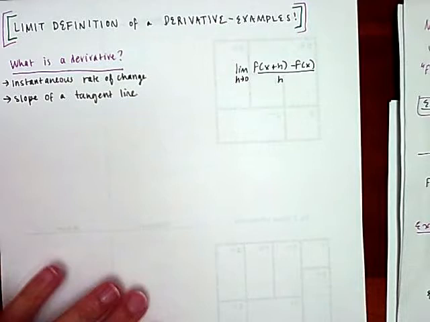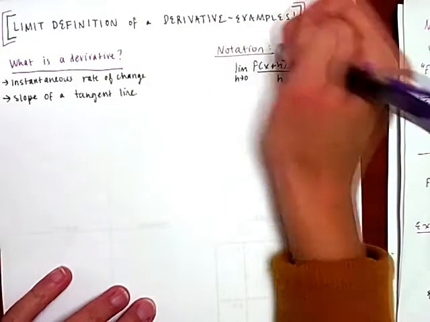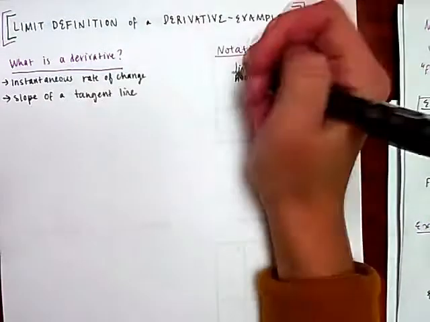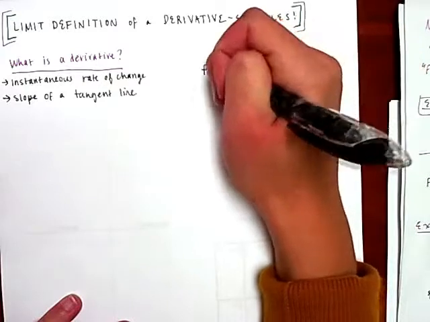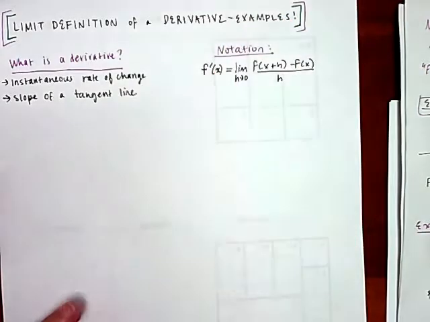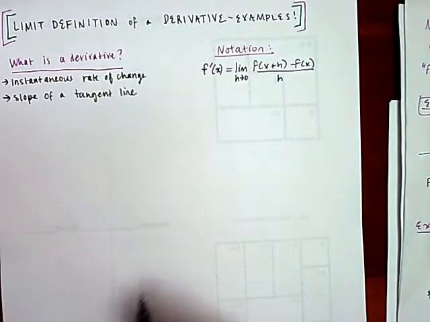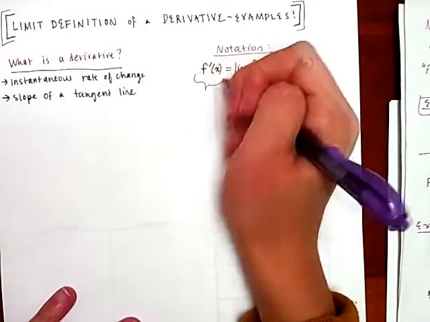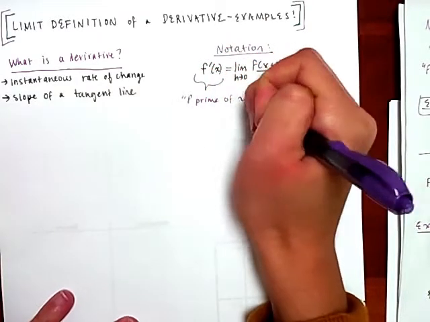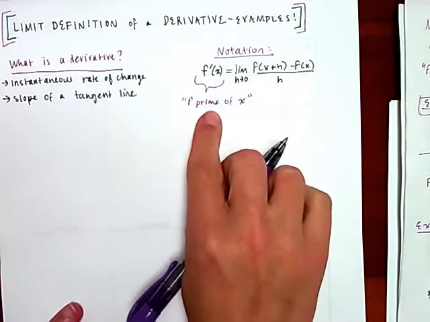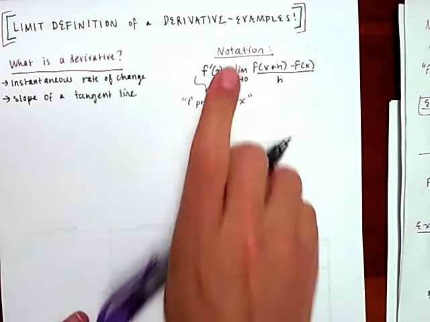Okay? And just to introduce some new notation here, I'm going to write the word notation above. So this is our limit definition, but we also say this is equal to, if we have some function f of x, we call the derivative of f of x f apostrophe x, and we say f prime of x. And f prime is synonymous with a derivative. So seeing this notation means find the derivative of your function.